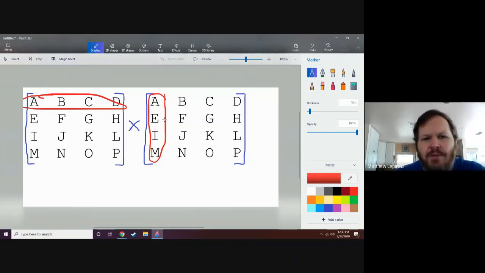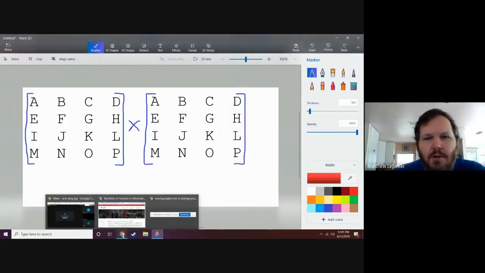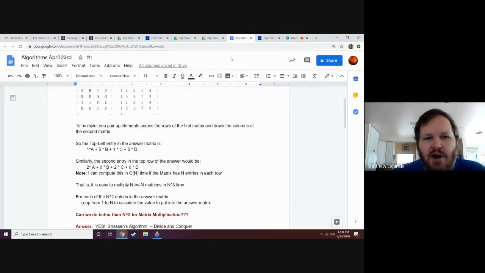I have a notes document that I'm going to jump over to shortly to clarify this. But first I do first row, first column, then first row, second column, then first row, third column, then first row, fourth column, like A times D, B times H, C times L, D times P. I just wanted to have something I could scribble on. But now let's go over to my notes document.